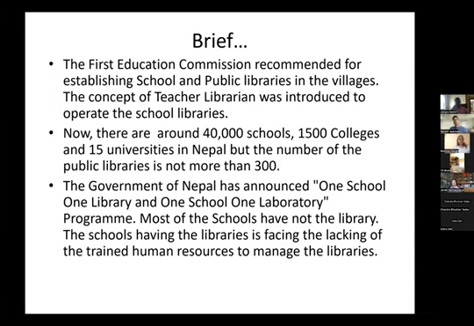Now there are more than 40,000 schools, 1,500 colleges, and 15 universities in the country. And there are more than 300 public and community libraries. The government has announced the one school, one library, and one school, one laboratory system to promote the library and information from the grassroots levels too. Most of the schools do not have a good library. All the schools have a small library, but they are not well managed now.